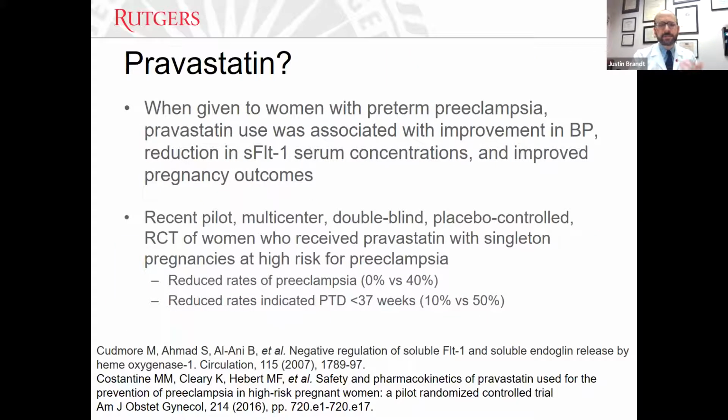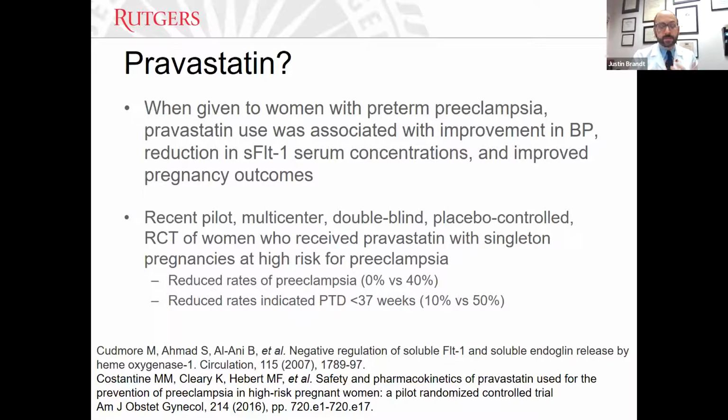And also, there's some really interesting and compelling research looking at pravastatin, which is a medicine to lower blood cholesterols. And it also has some interesting anti-angiogenic effects. And in studies where women with preterm preeclampsia received this medication, we saw improvement in blood pressure, reduction in sFlt-1 serum concentrations, and improved pregnancy outcomes.